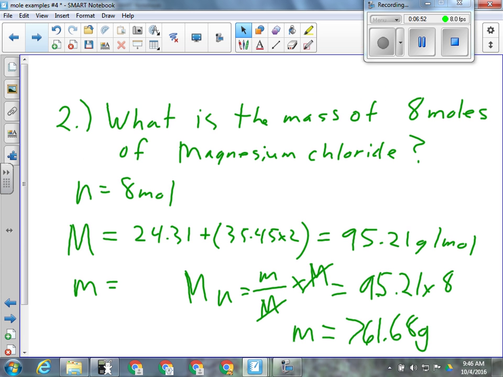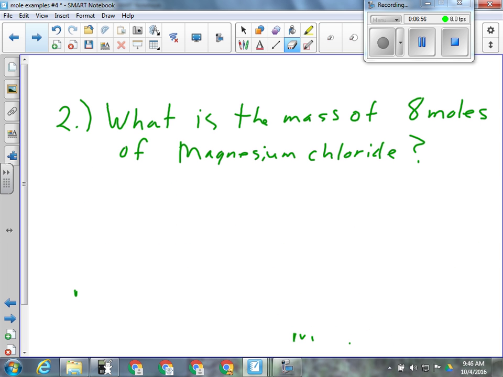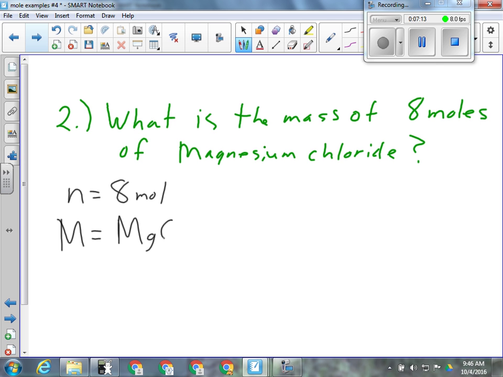Okay, question number 2. What's the mass of 8 moles of magnesium chloride? So what do they tell me in this one? They give me N, number of moles, 8. What else? Big M. Again, this is one where people can mess this up if they forget to drop and swap. That's MgCl2.